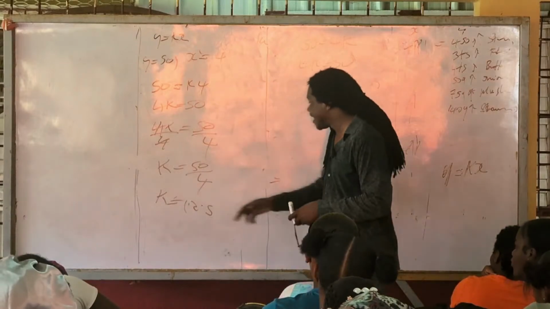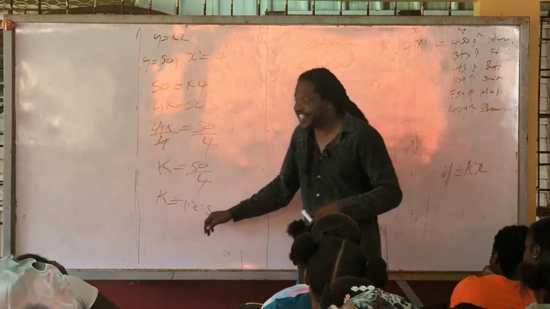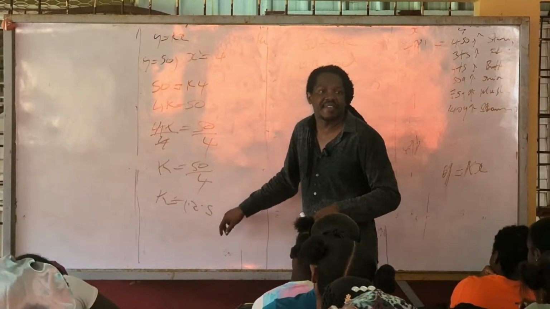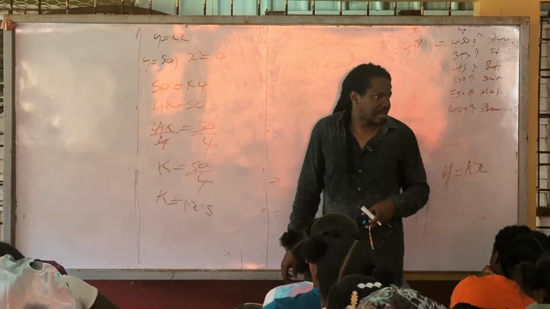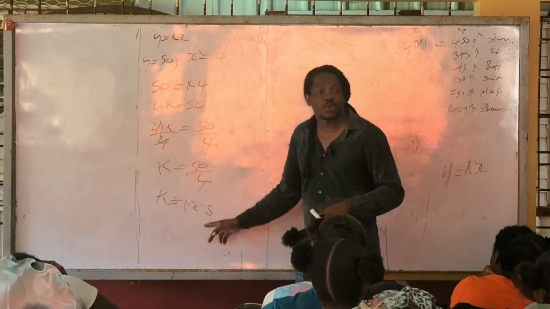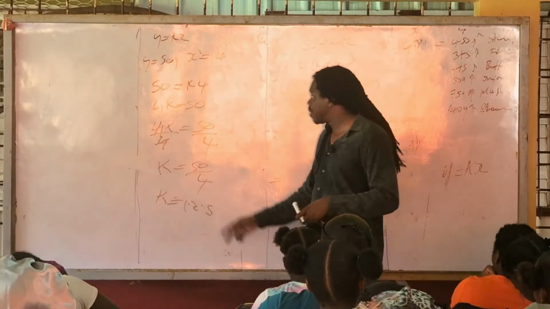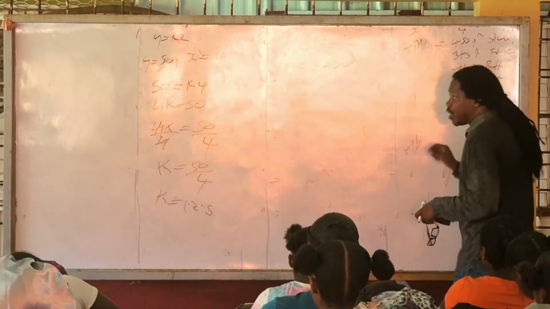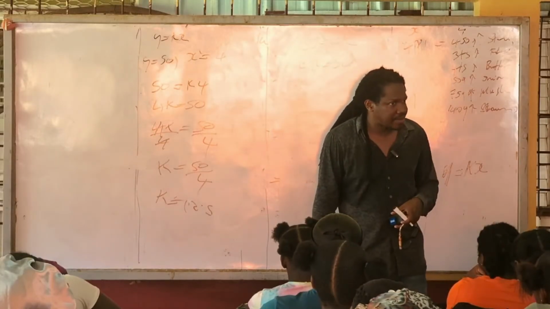In essence, they're saying that for every person you're going to feed, you need 12.5 tablespoons of butter. That is what this is saying. Every time a person goes up, it goes up by 12.5. Everybody understand? So the difference between 4 people and 6 people should be 2 times 12.5. We will work it and see.